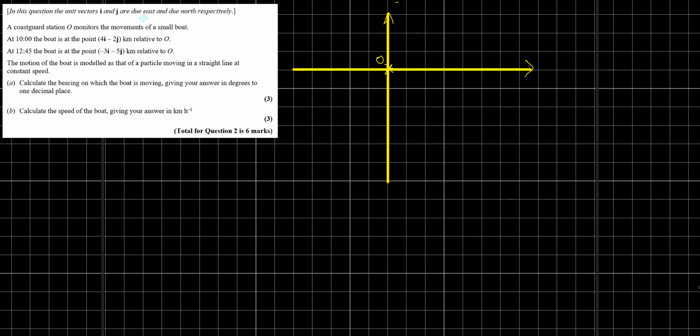In this question, the unit vectors i and j are due east and due north respectively. So you've got i on this side, due east, and j due north. A Coast Guard at Station O, so the origin, monitors the movement of a small boat. At 10 o'clock, the boat is at 4i minus 2j. So 4i minus 2j.